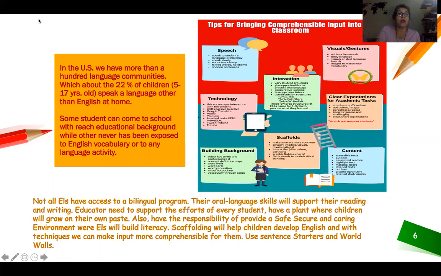It's really important. In the USA, we have more than 100 language communities, and about 22% of children between the ages of 5 to 17 years old, from kindergarten to 12th grade, speak a language other than English at home. Some students come to school with a rich educational background, while others have never been exposed to English vocabulary or any language activities. So not all English learners have access to the bilingual program.